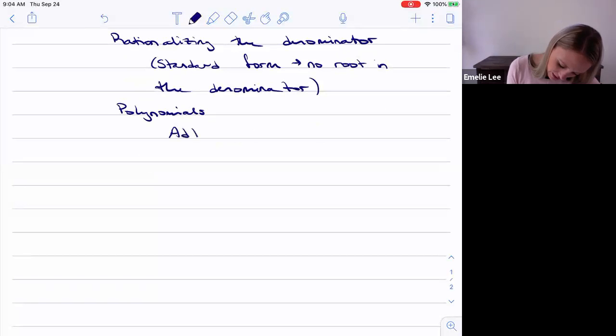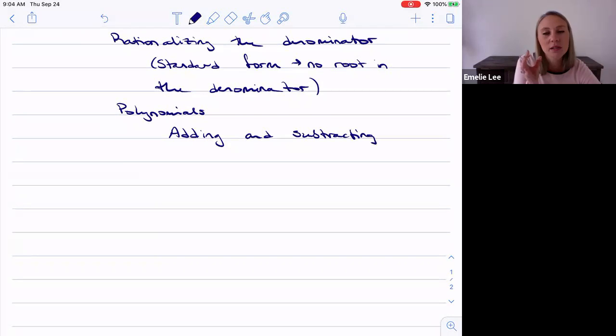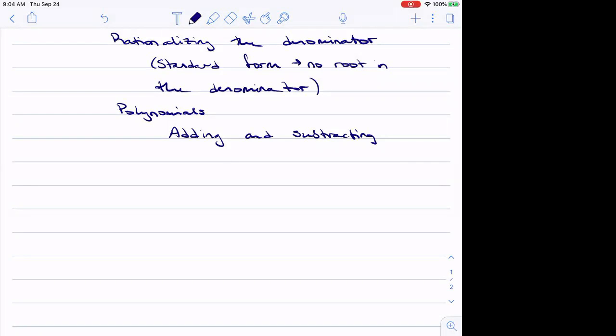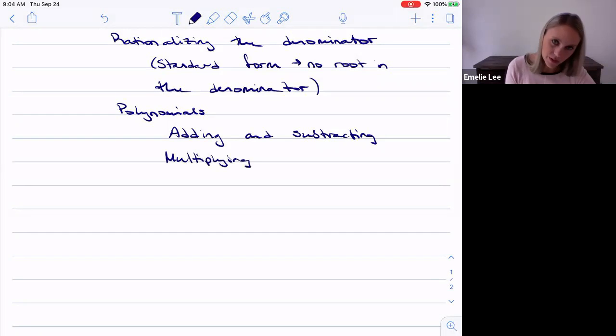And then we talked about adding and subtracting polynomials. That was all fine, right? You probably need to simplify by collecting like terms and then simplifying those coefficients. But besides that, adding and subtracting polynomials is not bad. Multiplying polynomials we saw, and it's kind of where we left off a little bit.